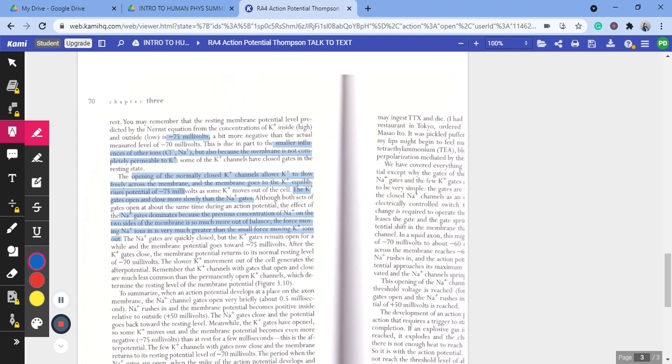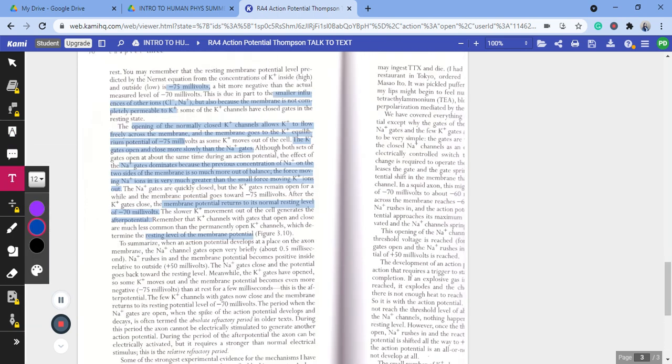The sodium gates are quickly closed, but the potassium gates remain open for a while, and the membrane potential goes towards negative 75 millivolts. After the potassium gates close, the membrane potential returns to its normal resting level of negative 70 millivolts. The slower potassium movement out of the cell generates the after potential. Remember that potassium channels with gates that open and close are much less common than permanently open potassium channels, which determine the resting level of the membrane potential.